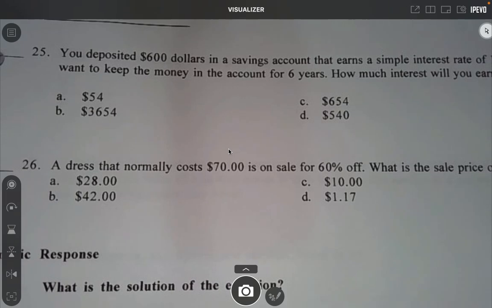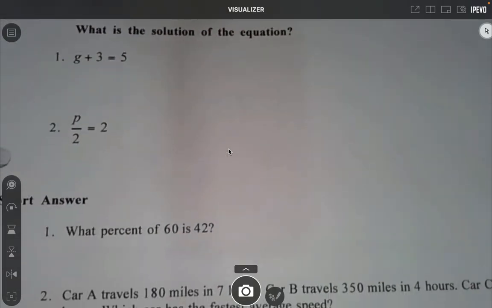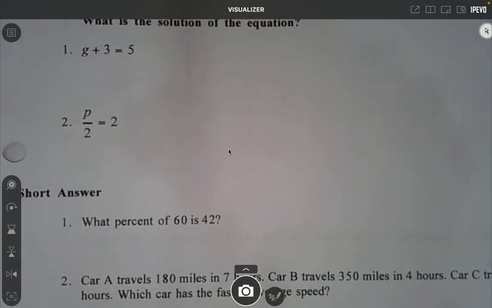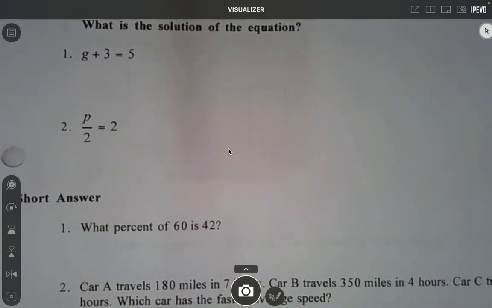All right, let's see. What percent of 60? Oh, wait, no, I skipped some. Sorry. All right, what do I do on number 1 up here? Yeah, subtract 3 from both sides. But you could use mental math if you wanted to. So G equals what's 5 minus 3? 2. What do I do on this one? Multiply by 2, and P equals 4. Yeah, because 4 divided by 2 is 2.